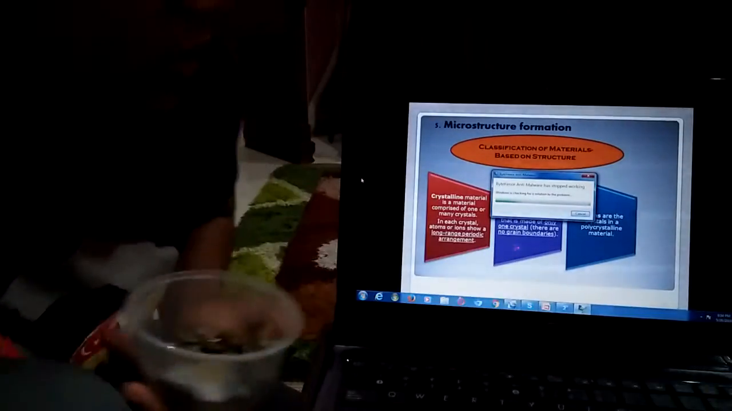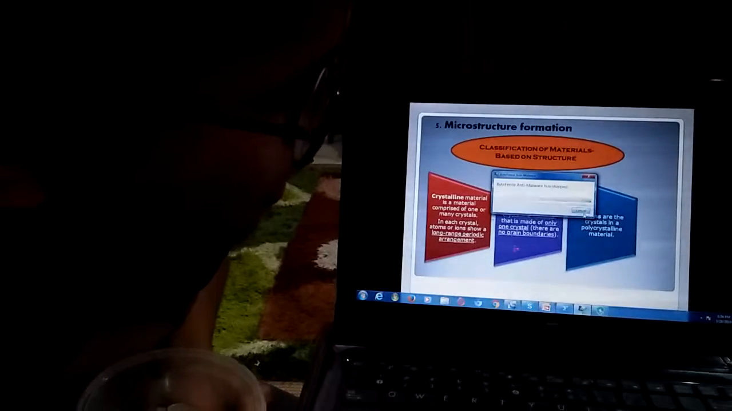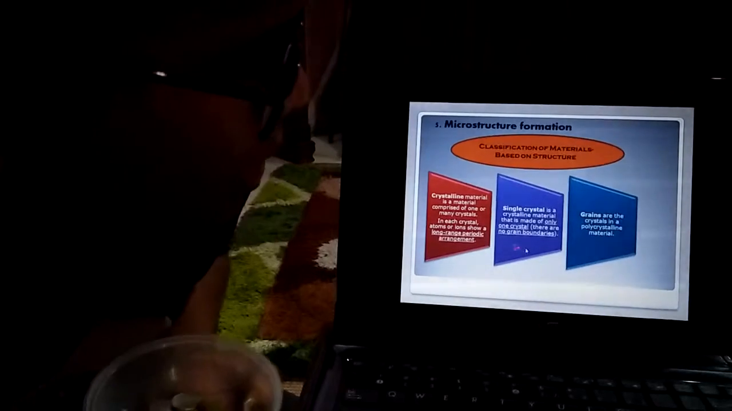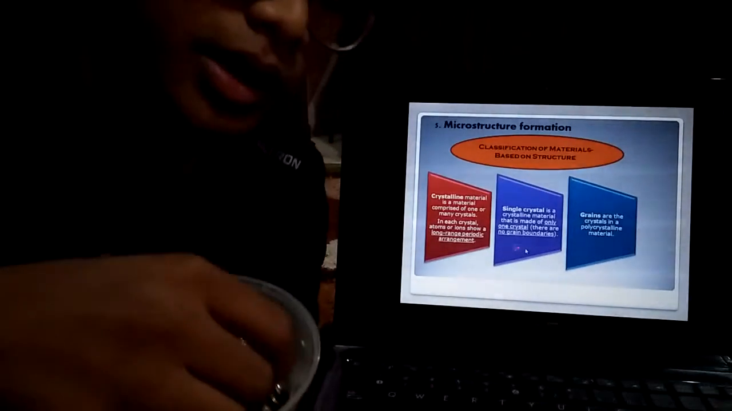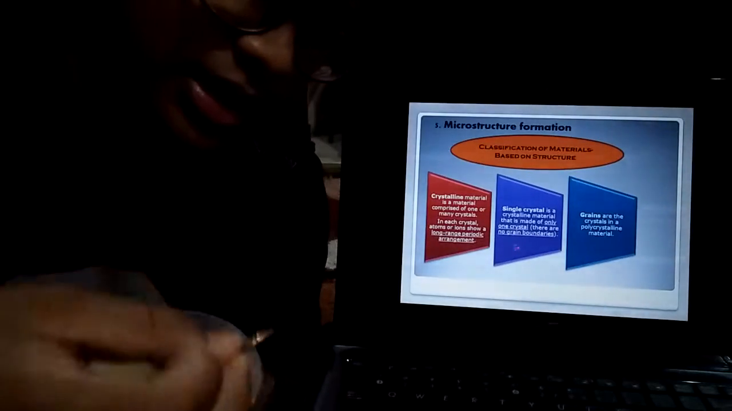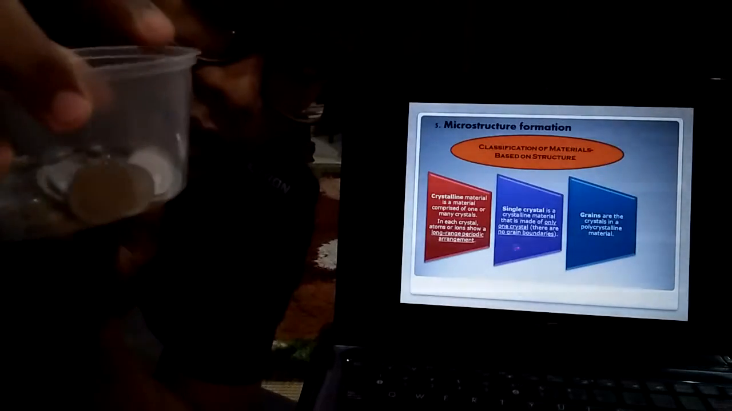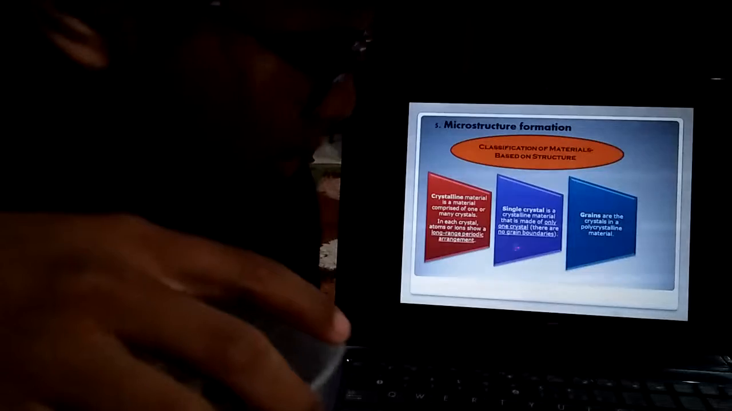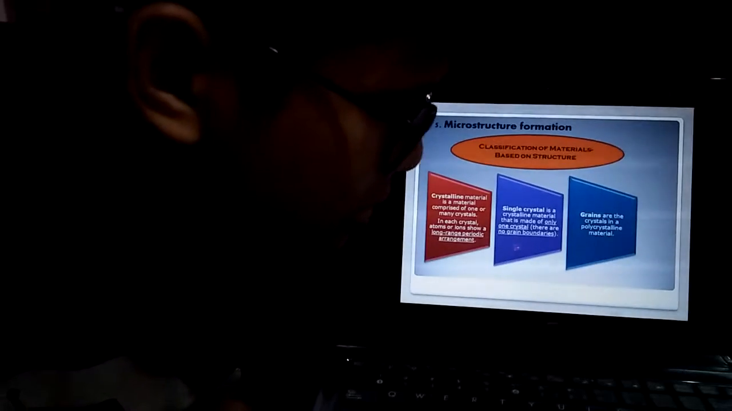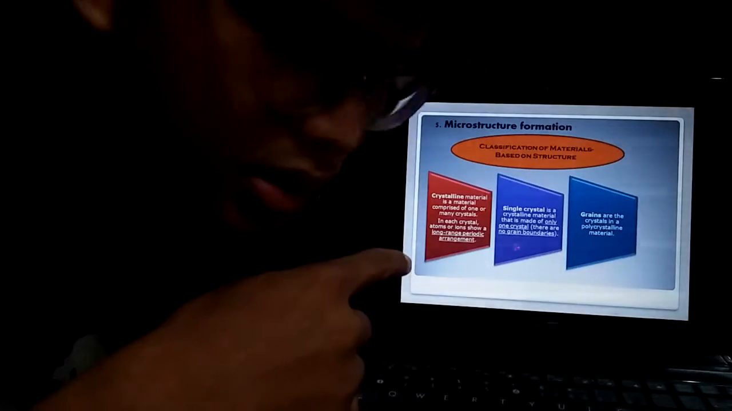One single crystal is when there is only one type of shilling. You can imagine if there is only one type of shilling, for example 50 cents, so that is a single crystal. Okay, grains are the crystals in a polycrystalline material.